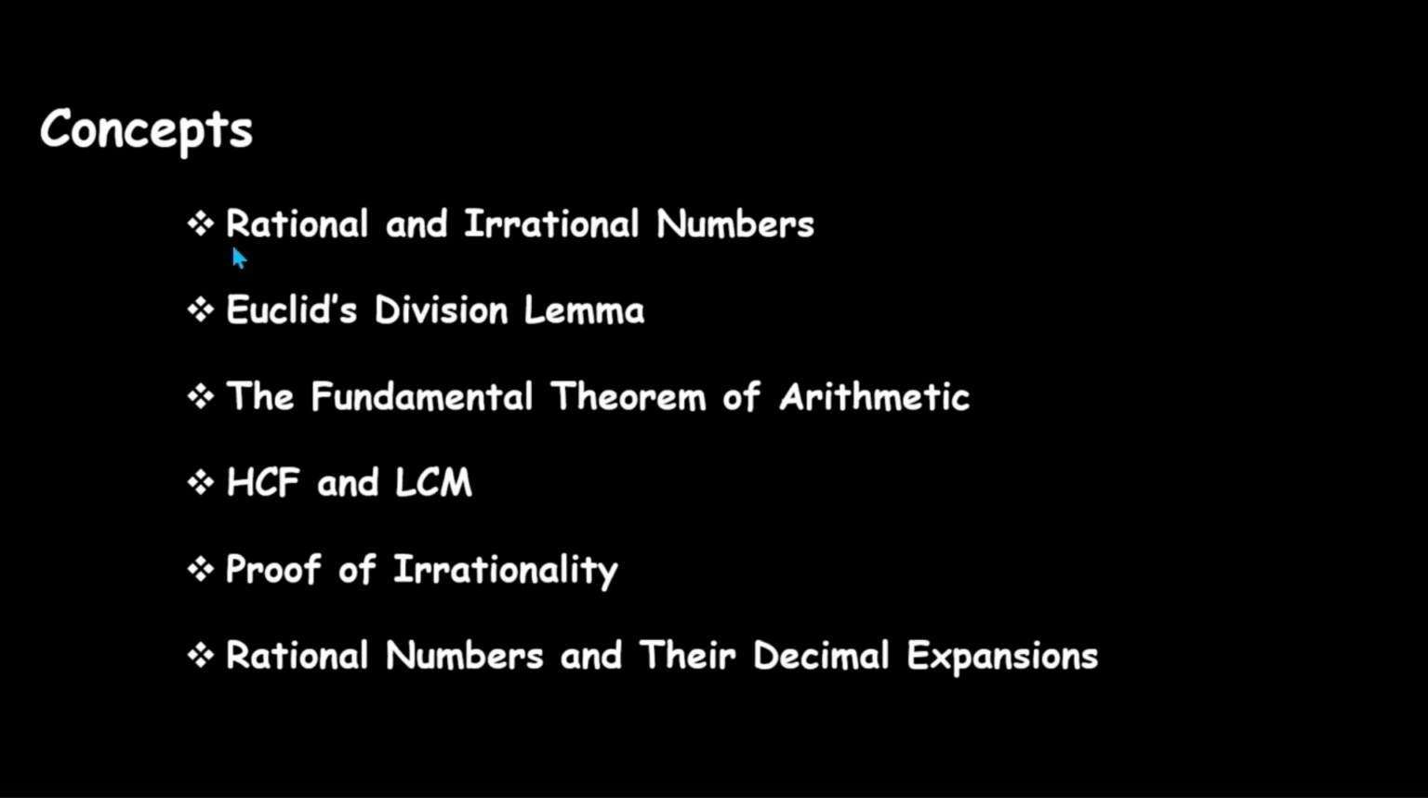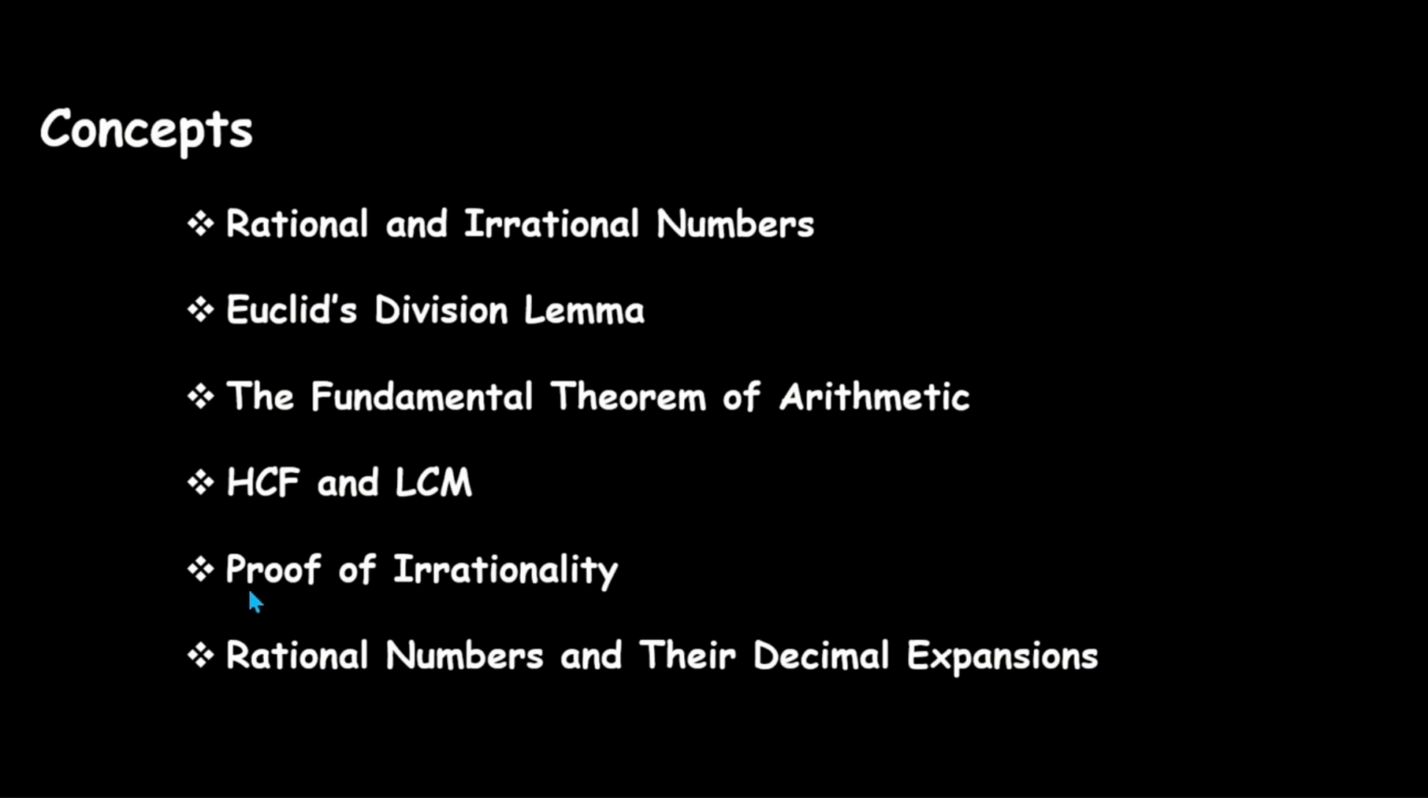So real numbers are made up of rational and irrational numbers. So firstly, we'll take a look at what are rational and irrational numbers along with few examples, followed by Euclid's division lemma. We'll briefly touch upon this concept. Then we'll take a look at the fundamental theorem of arithmetic, followed by HCF and LCM. Euclid's division lemma is mainly used to calculate HCF of numbers. Here our attempt would be to see if there are any simple ways to calculate HCF and LCM.